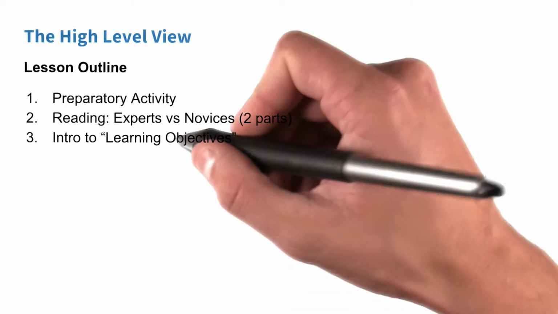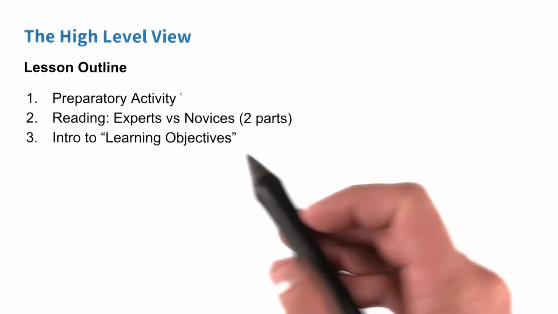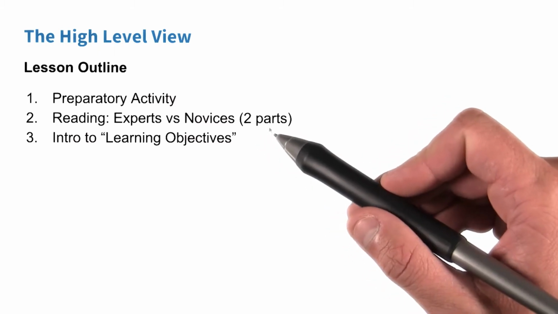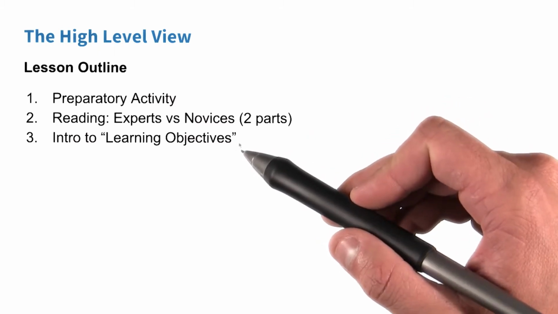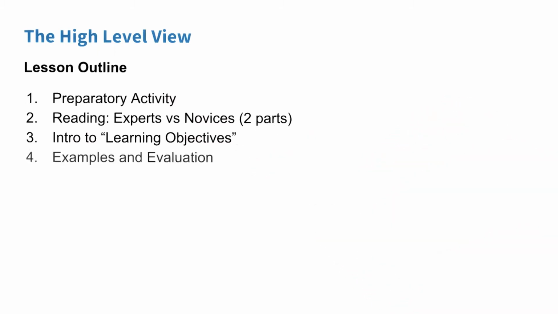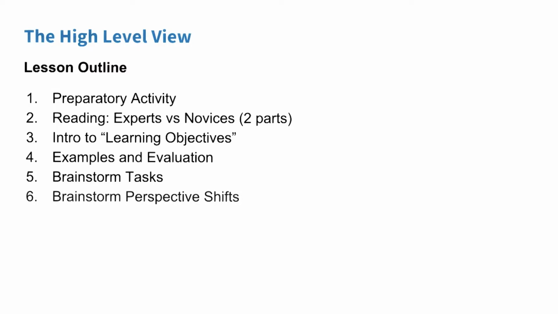Just as a recap, we've already gone through our preparatory activity. You've done some reading on the difference between experts and novices and met this idea of the learning objective. Now we're going to go over some examples and evaluate them for quality. Then we'll come up with some tasks, some perspective shifts, and then you will create a learning objective for a lesson that you may actually teach.